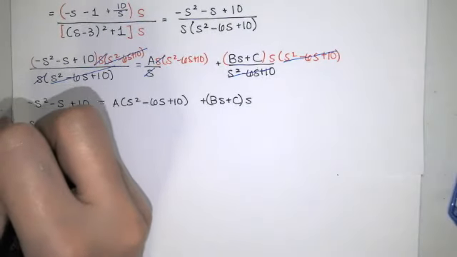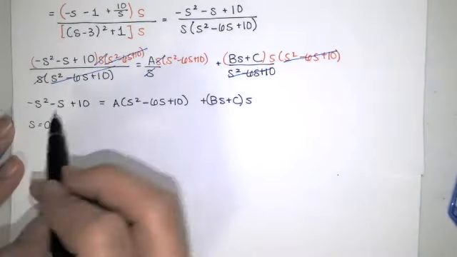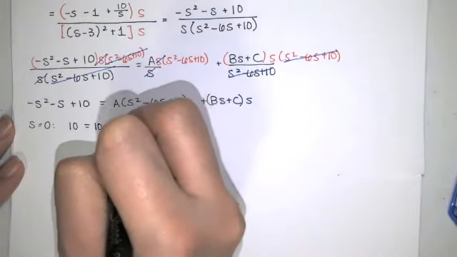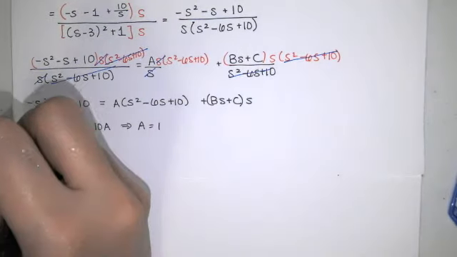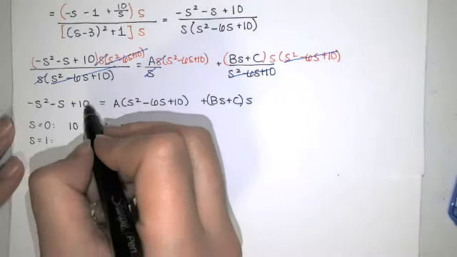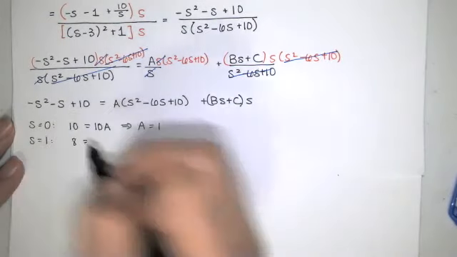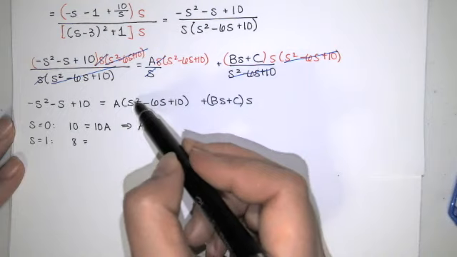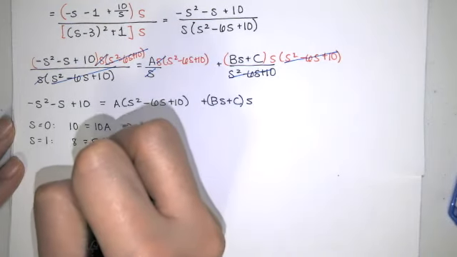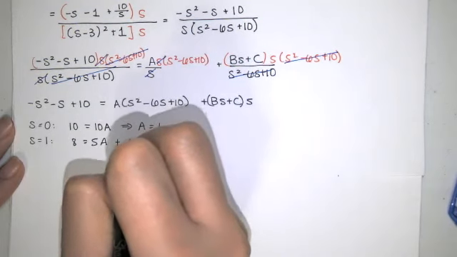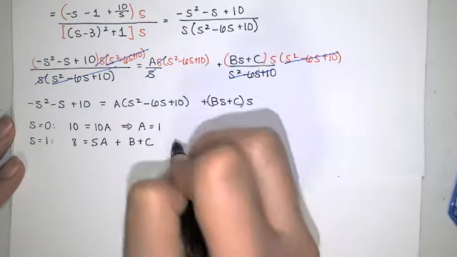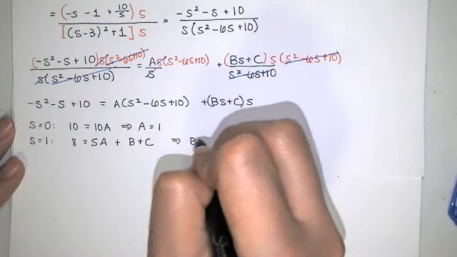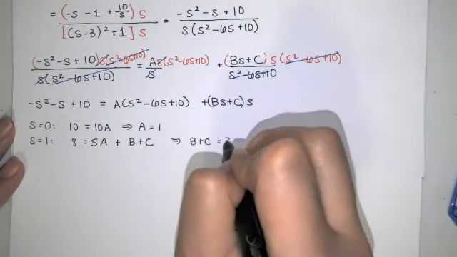So I would let s equal 0. When s is equal to 0, we get 10 on this side equals 10a. So we'll have a equals 1 here. And then I would choose s equals 1 next. This will be 10 minus 1 minus 1, so it's going to be 8. And if s is equal to 1, we're going to have 1 minus 6 is negative 5. Negative 5 plus 10 is 5. And we'll have b plus c here. Since a is 1, this is 8 equals 5 plus b plus c. So b plus c is equal to 8 minus 5, which is 3.